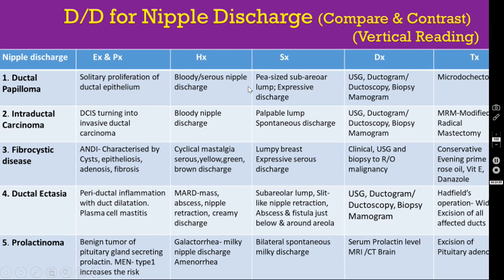That is what I want to emphasize by sharing this tabular column. I request my viewers, you can do it for all problems. This is problem-oriented teaching. The problem is nipple discharge. This is a differential diagnosis, and I have made a tabular column like this. I didn't take it from any other source. I only made this tabular column. Like that, you also can make a tabular column. I have already made a tabular column like this for scrotal swelling also. For all problems, you can make a tabular column like this so that it will be easier for you to remember and come to a definitive diagnosis.